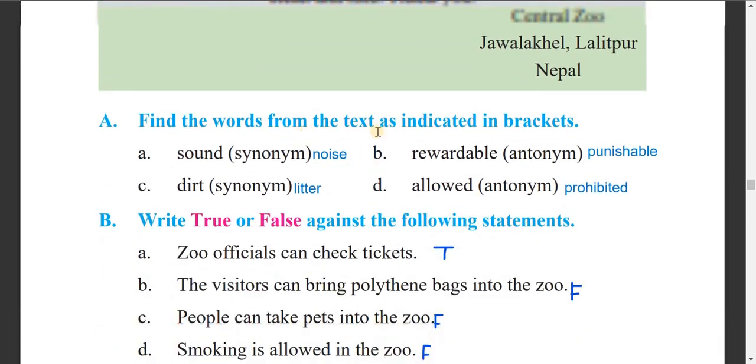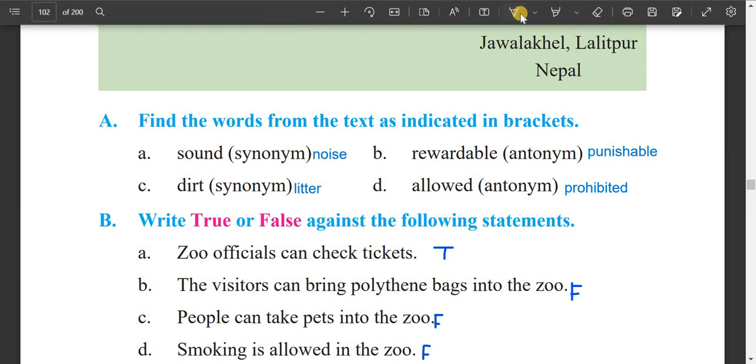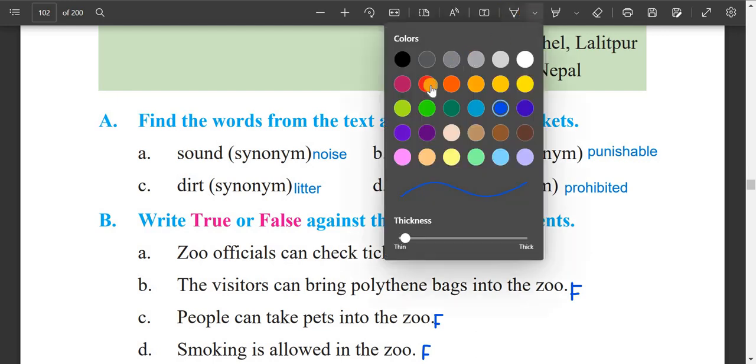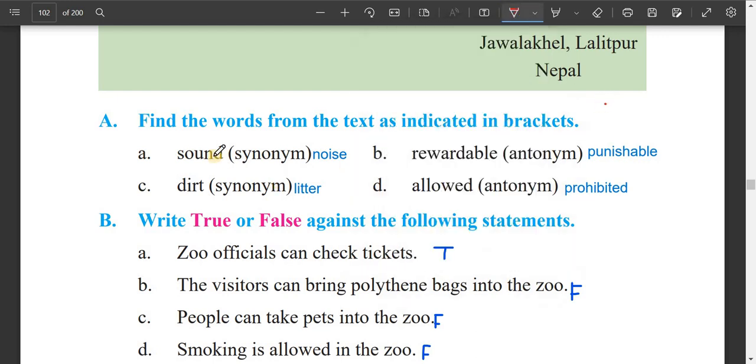Now, find the words from the text as indicated in brackets. Dear students, look here. The first one is sound. The similar word for sound is noise. You can find this in the text. And B, rewardable, the antonym, the opposite word for rewardable is punishable. And C, dirt, the similar word is litter. And allowed, the opposite or antonym is prohibited.